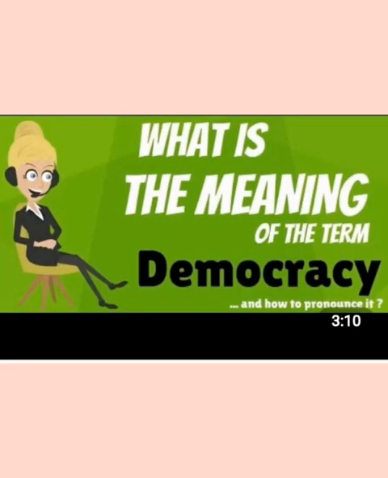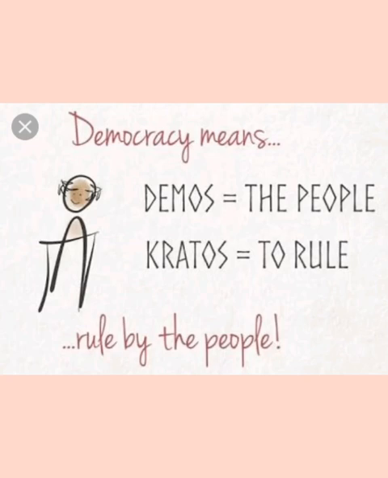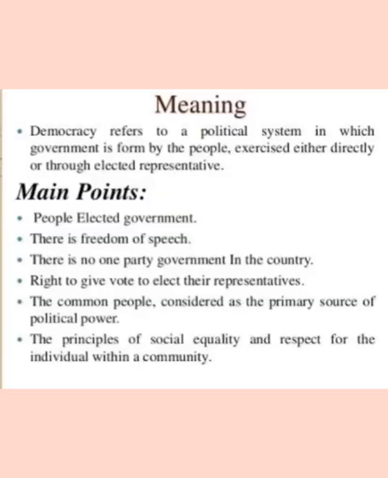What is the meaning of democracy? It has been picked up from two words. Demos is the people and kratos means to rule. So, rule by the people is democratic. And democracy implies free and fair election based on adult franchise, civil liberties such as freedom of speech and religion.